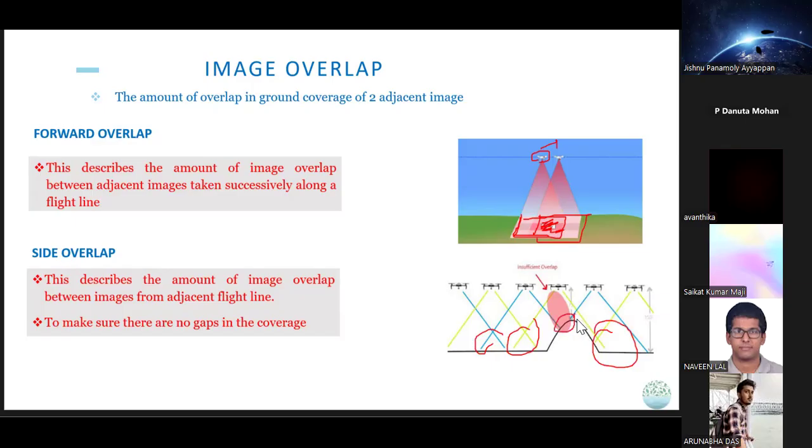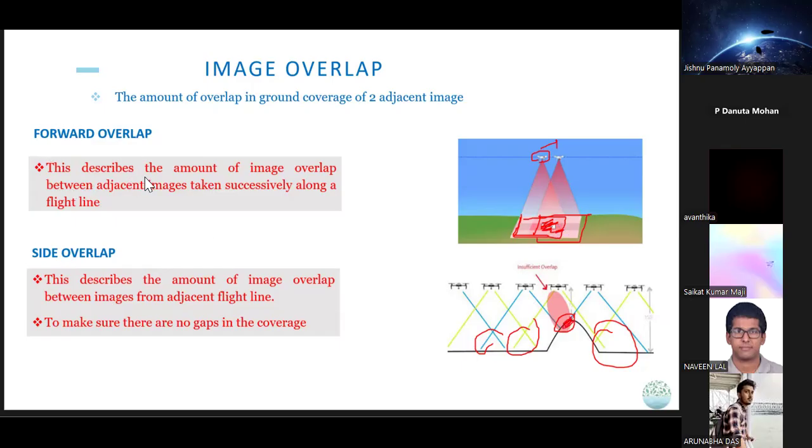So what happens is that when we go for processing this data, when we see the final output, there will be a gap here. The final output will have a gap here. That is why it is always important to have equal and sufficient amount of overlap in the images.